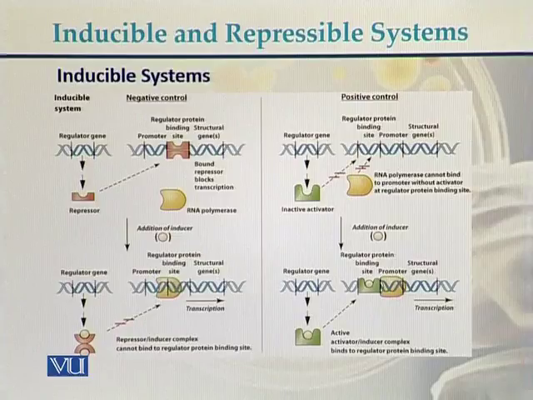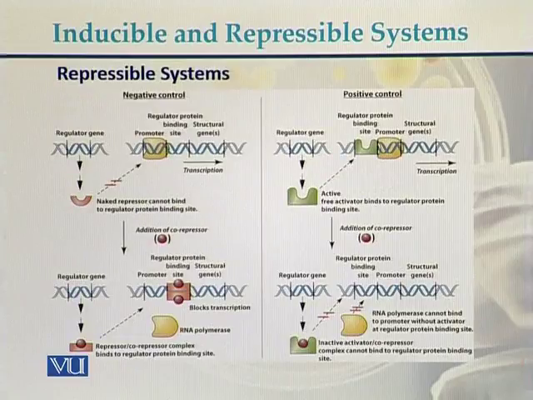An inducible system can be in the form of negative control and it can be in the form of positive control. This is the example of repressible systems. The same is here: a repressible system can be in the form of negative control and it can be in the form of positive control. Here is the example where the repressor does not bind to the promoter region, so there will be transcription, and if it binds to the promoter region, that binding will block the transcription of the gene.